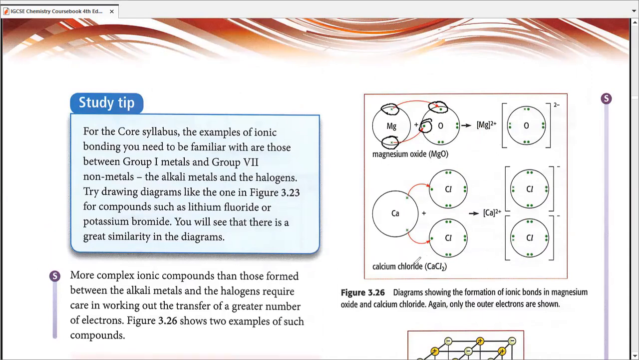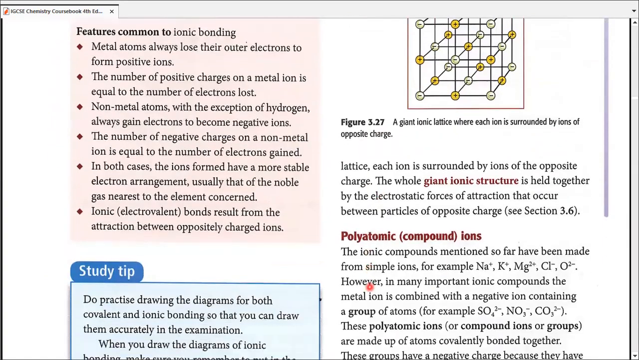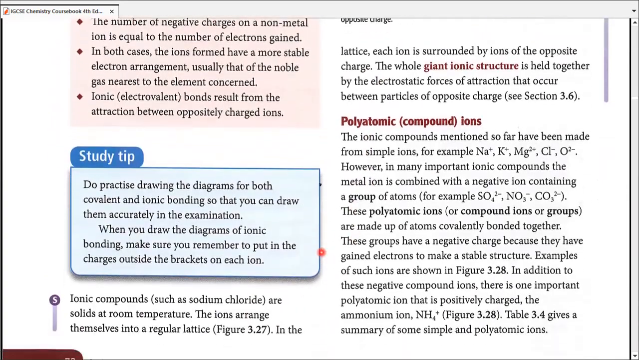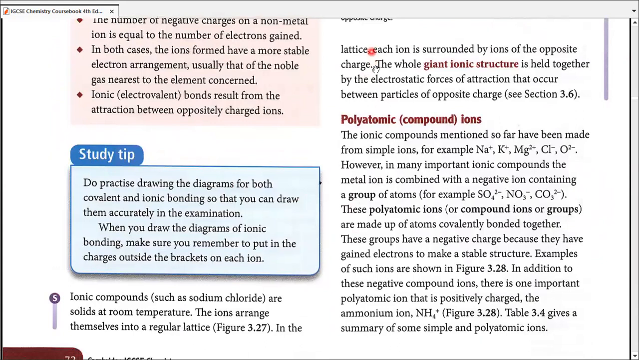So that's how we are supposed to use arrows in ionic bonding, depicting the loss of electron with the help of the tail of the arrow and gain of electron with the help of the head of the arrow. So make sure when you're using arrows, you're using them appropriately. That's about it. That finishes up the topic of ionic bonding for us.